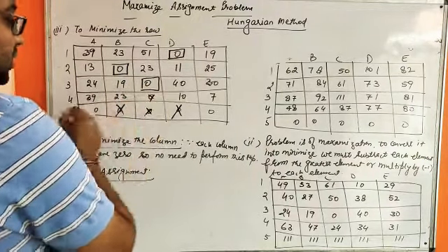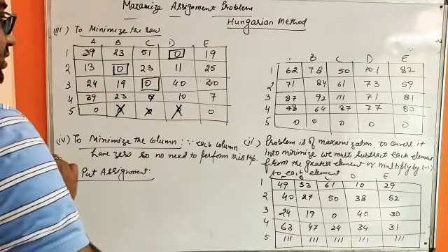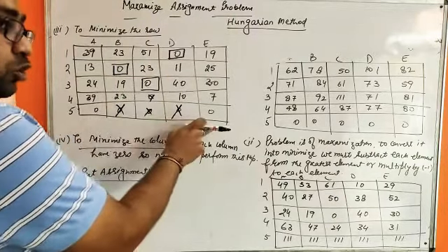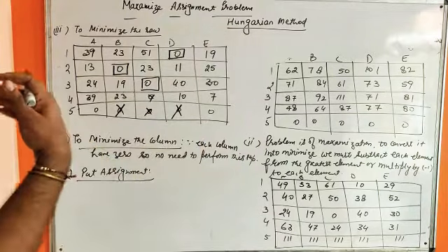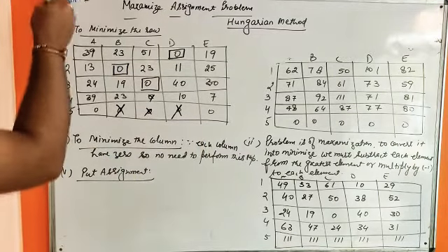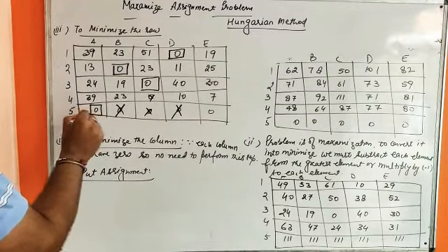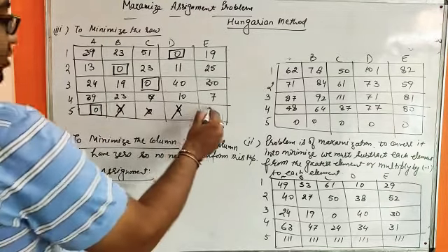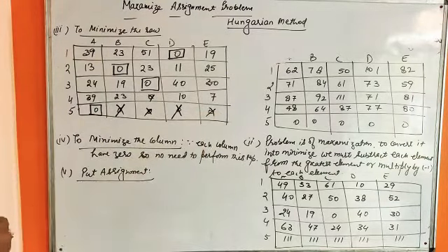For the fourth, there is no 0. For the fifth, there are 2 zeros, so leave it and again apply column wise. So in the first column, there is only 1 zero, so put assignment on it and cross all the zeros arising in this particular row. Now see, all zeros either have assignment or are crossed. See, the condition is fulfilled.